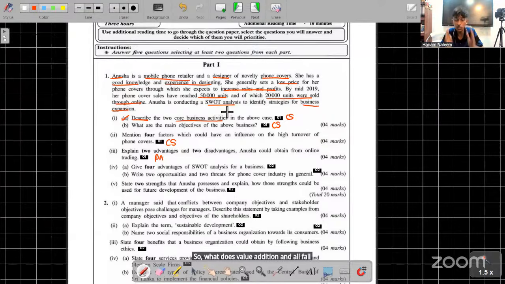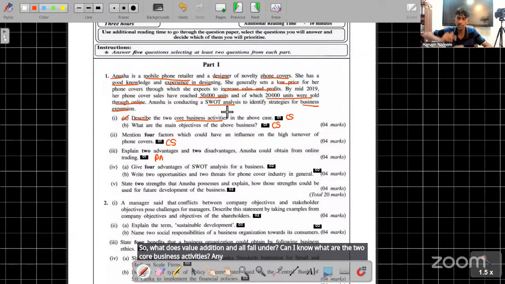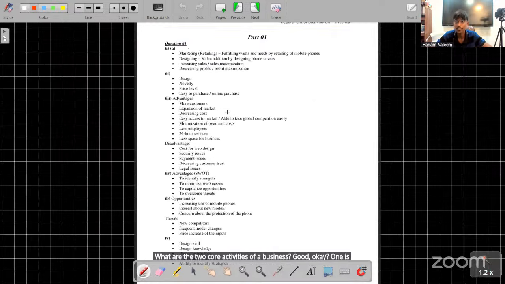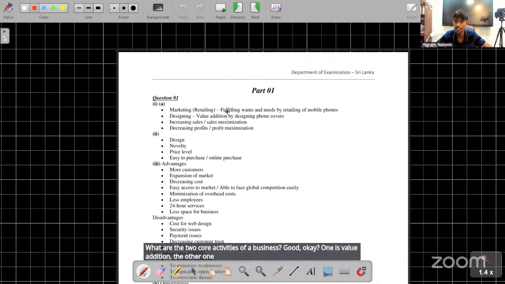Can I know what are the two core business activities? Any business, if you take, they must do these two activities. What are the two core activities of a business? Good. One is value addition. The other one is fulfilling needs and wants. Just writing value addition and fulfilling needs and wants will guarantee you marks.